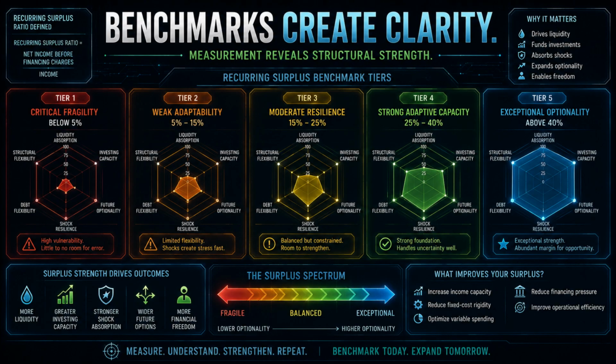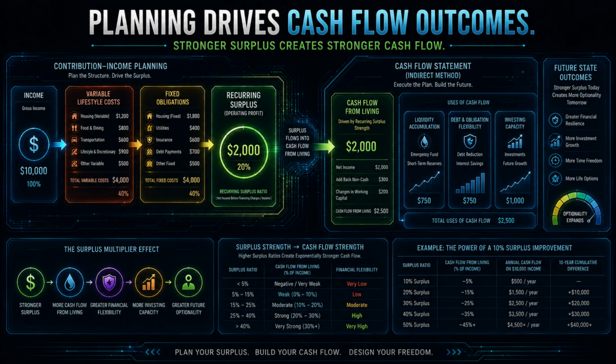This is also where the contribution income statement connects directly to the cash flow statement, because recurring surplus strength influences cash flow from living, and stronger cash flow from living creates liquidity accumulation, investing capacity, debt reduction flexibility, and future state optionality expansion. This is why the contribution income statement matters so much. It is not merely an accounting report, it becomes an operational planning system.